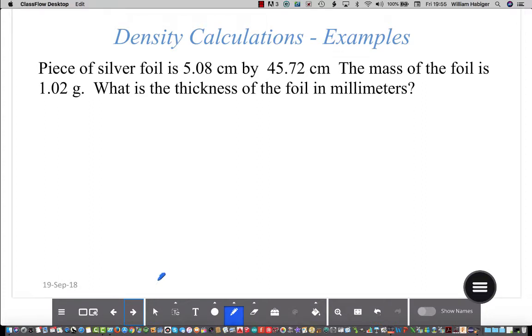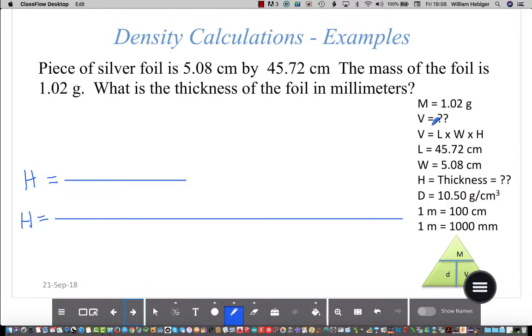This problem is a little tricky. You have to pick up on the fact that since they give us the mass and they tell us that it's silver, we can look up the density. So we should pick up on the fact that this is a density problem. They don't give us the volume, but they do give us 2 out of the 3 things that we need to calculate the volume. And since they tell us what it is, we can look up the density, and the only thing that we're missing is the thickness or the height of the object. So that's what we're actually looking for.